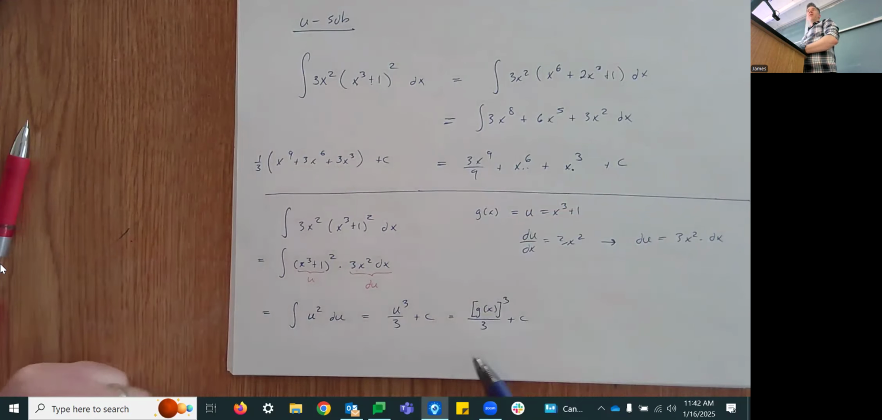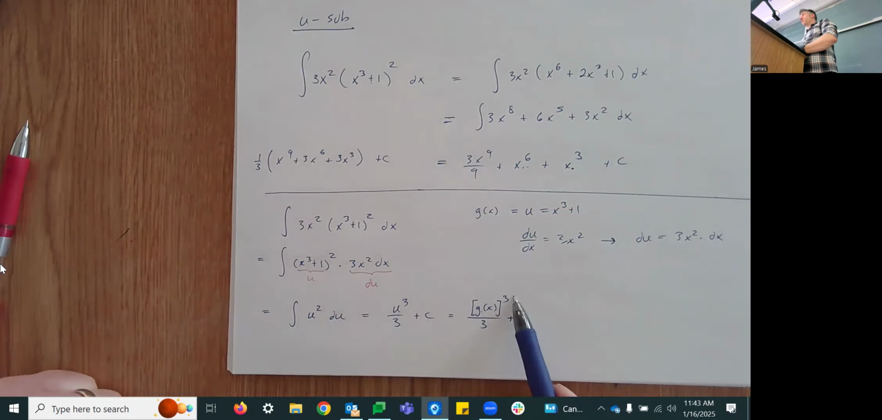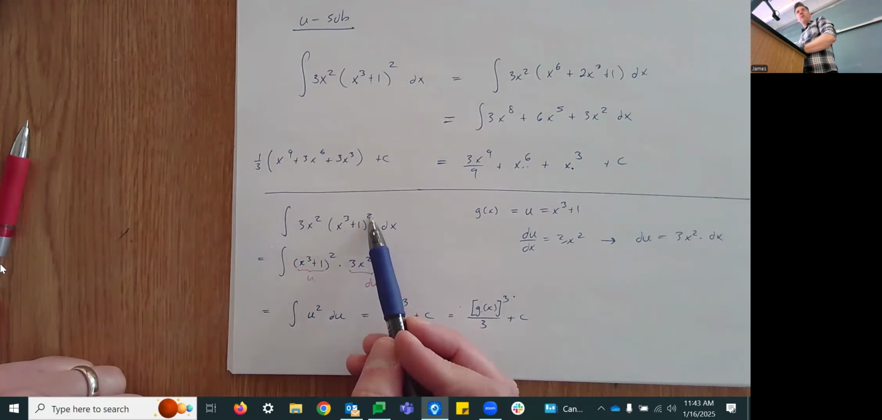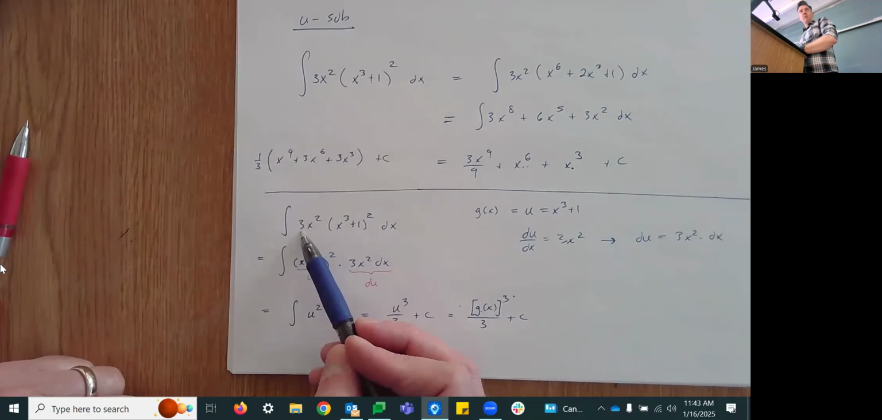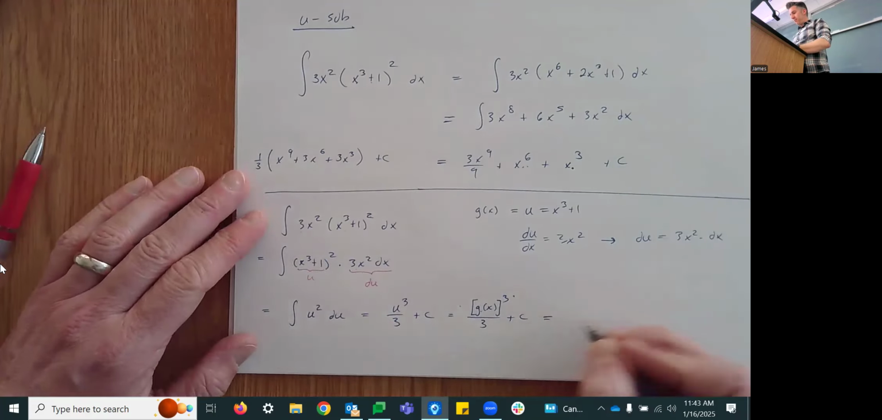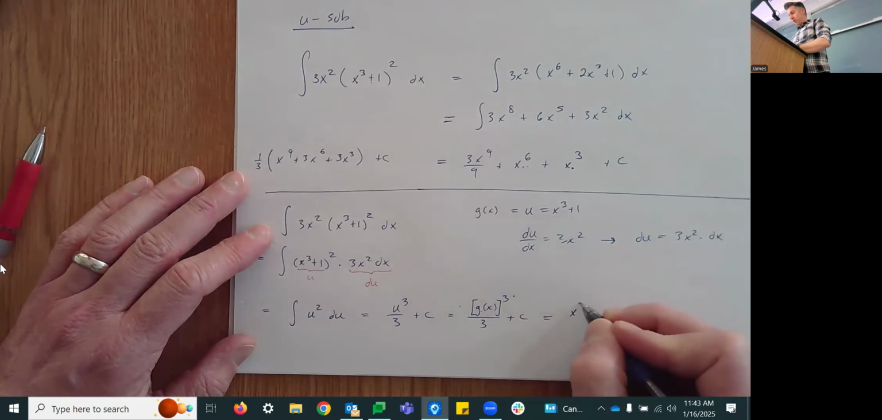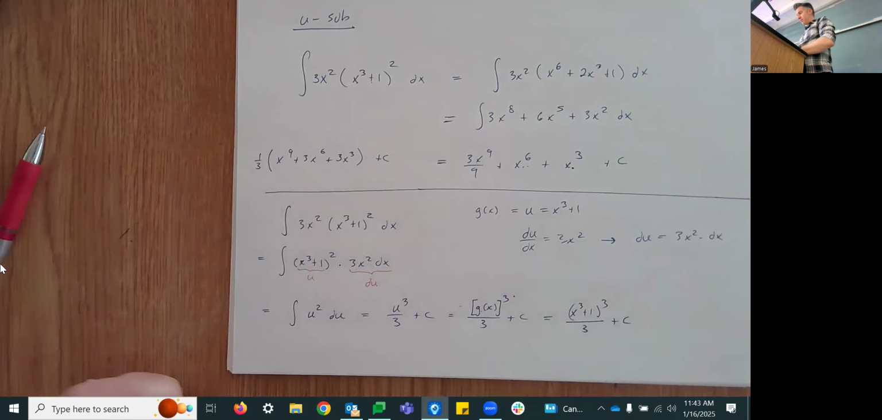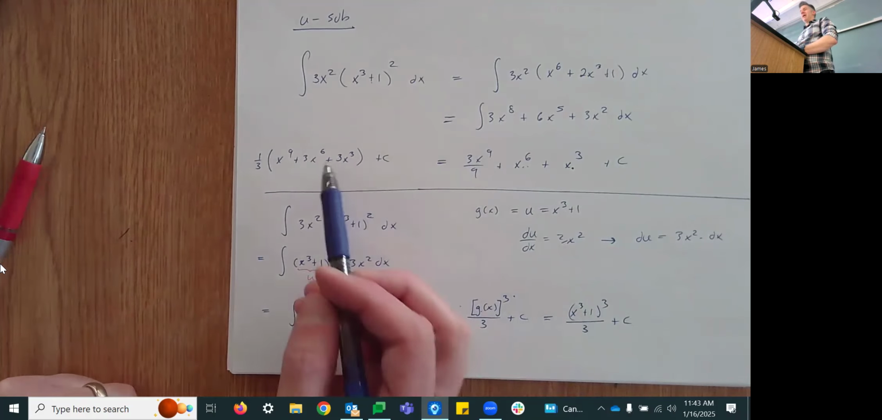If you took the derivative of some function cubed, you would get 3 times that function squared times the derivative of that function, which is exactly what's happening here. So this is going to look like, now I'm going to plug back in, x cubed plus 1 cubed divided by 3 plus c. Now the question that might be weighing on your mind is, are these the same?